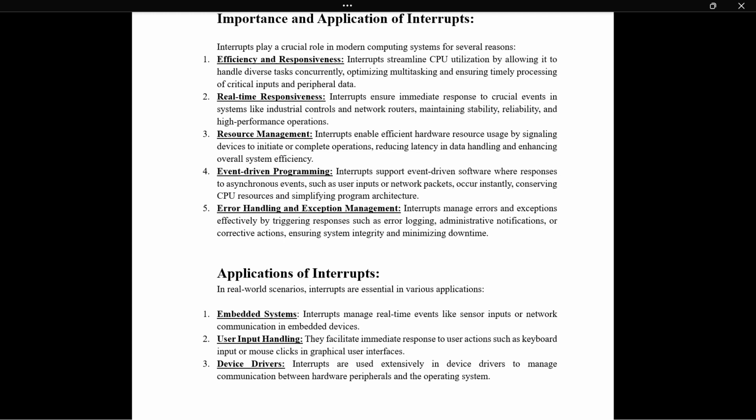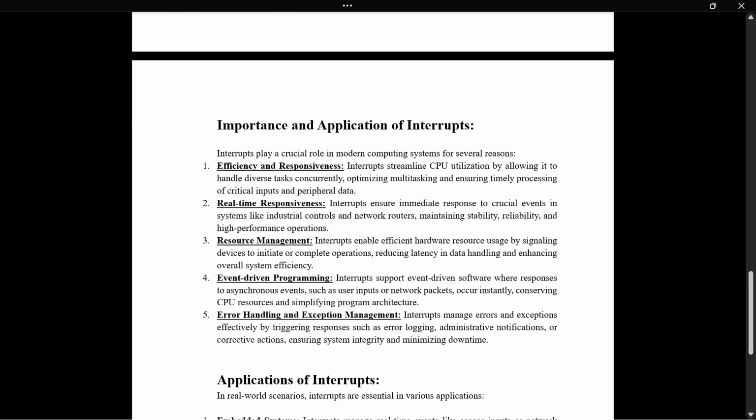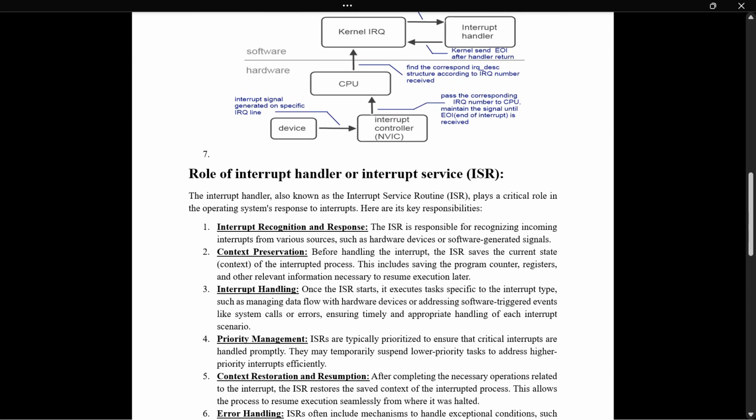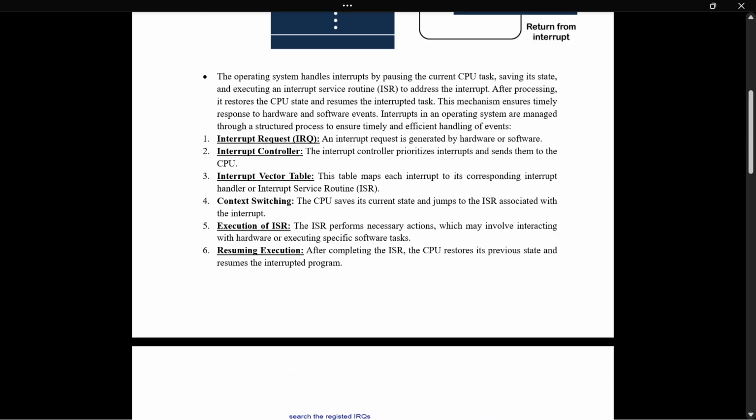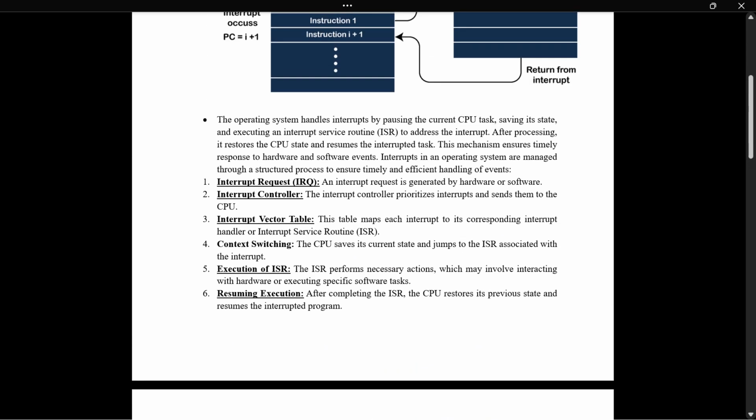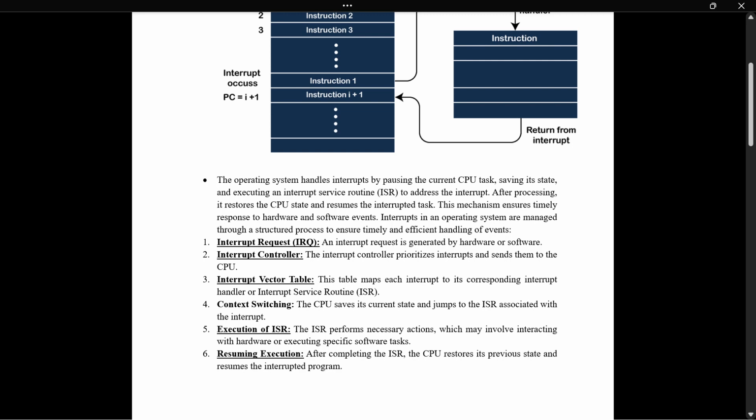So we have discussed a few topics about interrupts: the roles of the interrupt, the classification of the interrupts, and the importance of the application of interrupts in the real world as well. There are some steps as well which we have discussed in this video. So, what are the steps which are used at the time of interrupts?